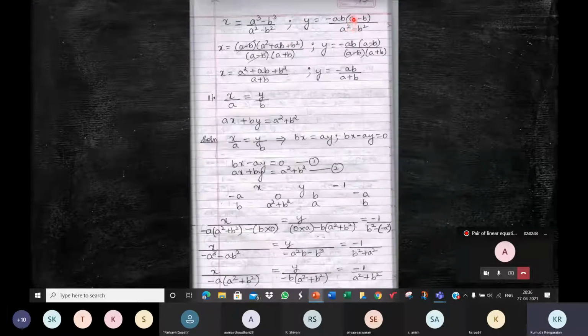And here again, because there's A minus B, you can write this as A minus B into A plus B, A squared minus B squared. So on doing that, A minus B in the numerator and denominator gets cancelled, and we have X is equal to this one, A square plus AB plus B square by A plus B, and Y is equal to minus AB by A plus B.